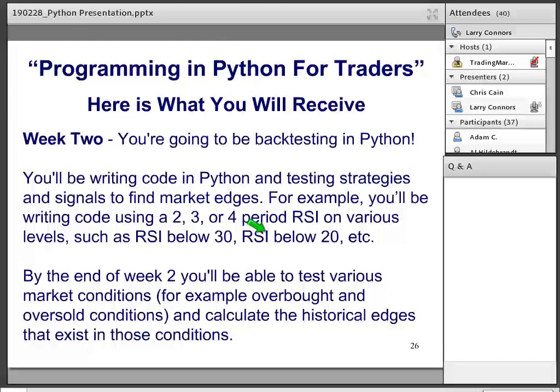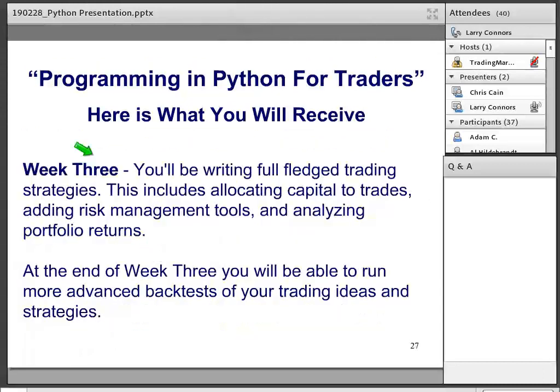So you're going to get to see the test results at an RSI below 30. What does it look like with an RSI below 20? What that means is that by the end of week 2, you're going to be able to test various market conditions. So for example, overbought and oversold market conditions, and calculate the historical edges that exist in those conditions. So that's where you'll be in week number 2.